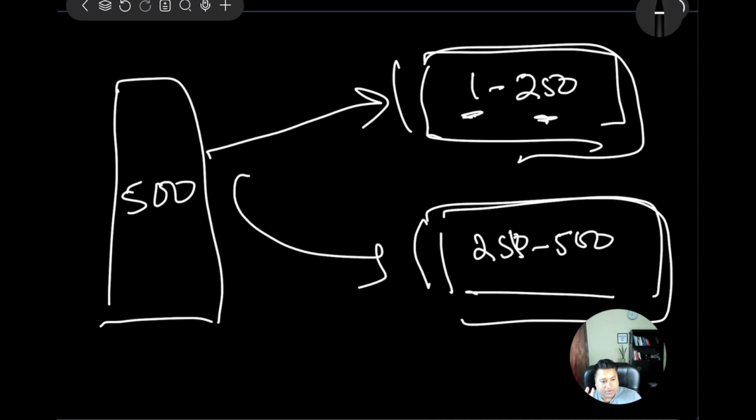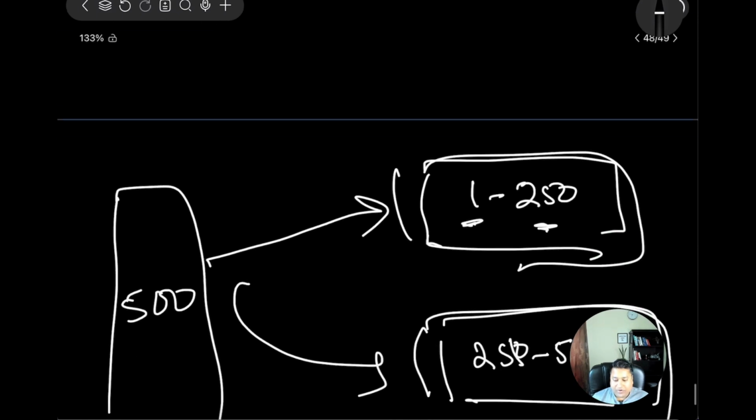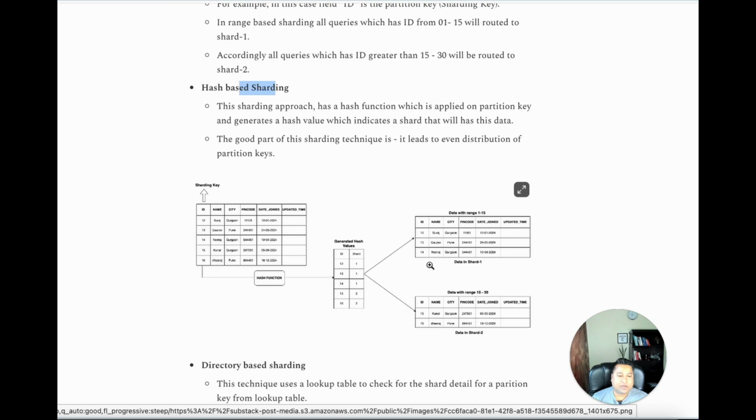So that's the problem, because there is no way to handle that. This is where your hash function solves the problem. If you use a hash function, it solves the problem of even distribution. Because you are applying a hash function, your data is distributed evenly. So it's a good approach to implement sharding, right? One of the good approaches, I wouldn't say the best approach.